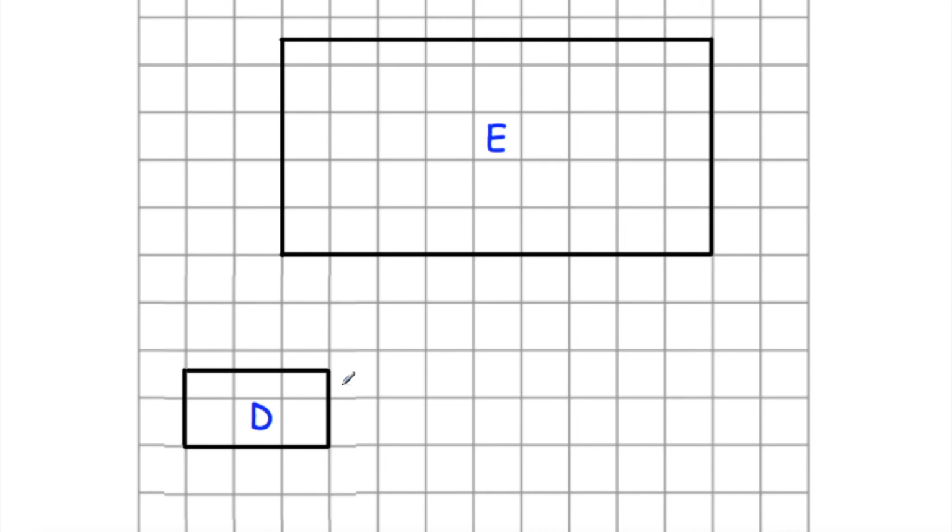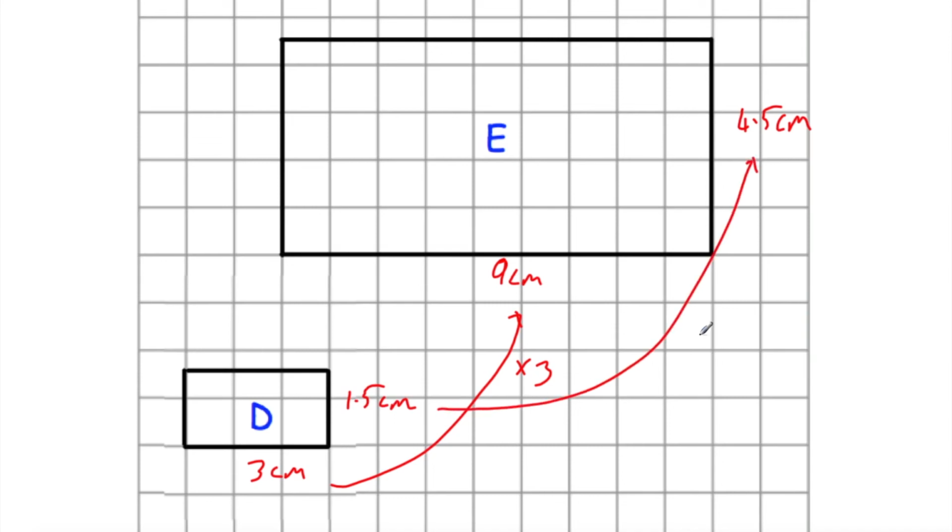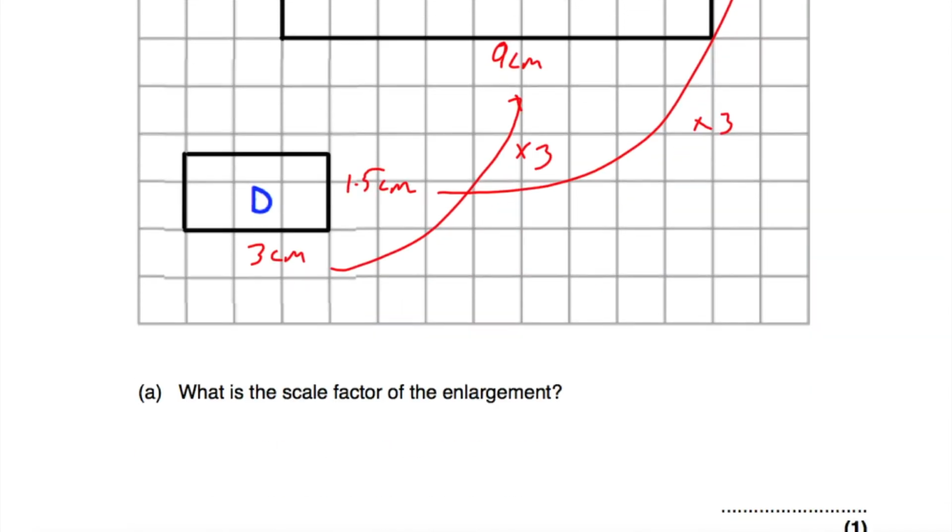So let's look at the length and the width of each of the rectangles. In terms of D, its length would be 1, 2, 3, so that's 3 centimetres, because remember it's a centimetre grid. And in terms of E, the length is 1, 2, 3, 4, 5, 6, 7, 8, 9, so that's 9 centimetres. The width of D is 1.5 centimetres, and in terms of E, it's 1, 2, 3, 4.5, so 4.5 centimetres. To get from 3 to 9, we'd multiply by 3. And likewise, to get from 1.5 to 4.5, again we'd multiply by 3. So the scale factor of enlargement is 3.